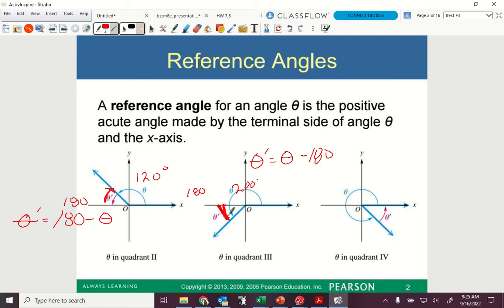Now that you're using your noodle, let's look at it in quadrant 4. Again, shortest distance to the x-axis.